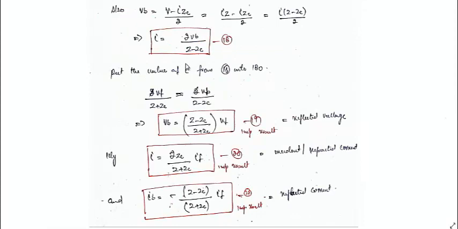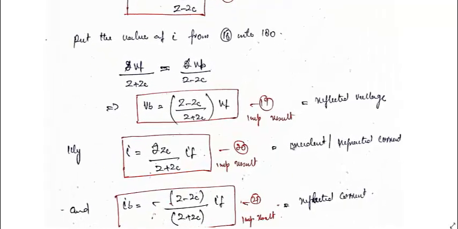So we have to equate these two equations. Twice Vf divided by (Z plus Zc) is equal to twice Vb divided by (Z minus Zc). This and this will cancel out. So Vb in terms of Vf will be equal to (Z minus Zc) divided by (Z plus Zc) into Vf. So this is the backward traveling voltage wave, or reflected voltage wave, in terms of the forward traveling voltage wave.